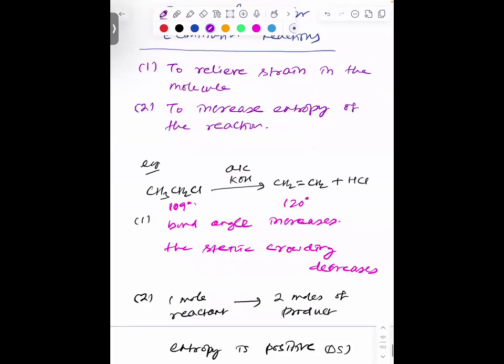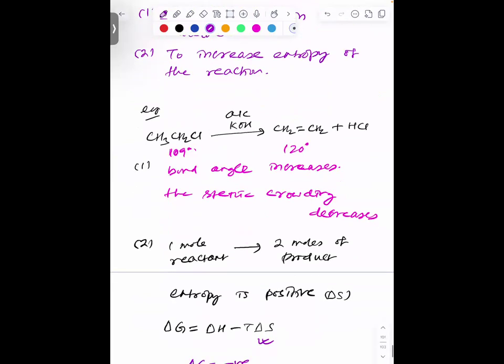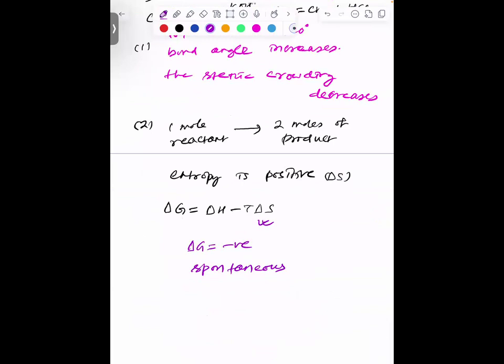So first is to relieve strain in the molecule with the increase in bond angle after elimination reaction. Second, to increase entropy of the reaction. So if entropy increases, delta G becomes negative, and if delta G is negative, the reaction becomes spontaneous. So these are the two driving forces behind the elimination reaction.